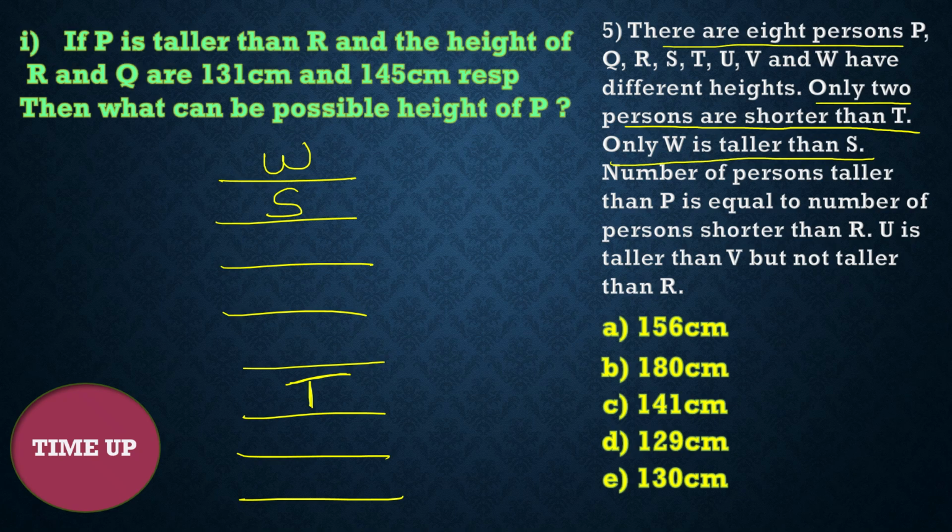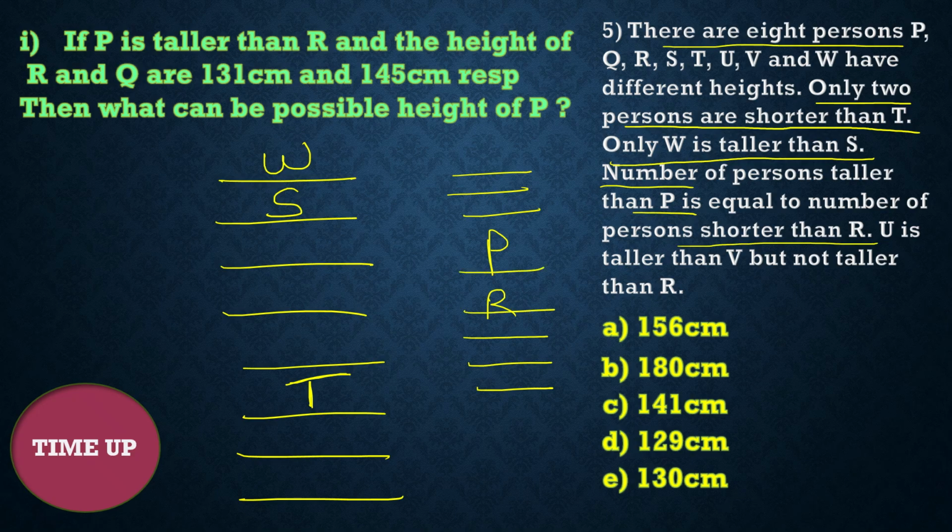The number of persons taller than P is equal to the number of persons shorter than R. What do you understand by this statement? See, if you have 3 persons taller than P, then 3 persons should be shorter than R. So you should place it in such a way that the number taller than P and the number shorter than R are equal.